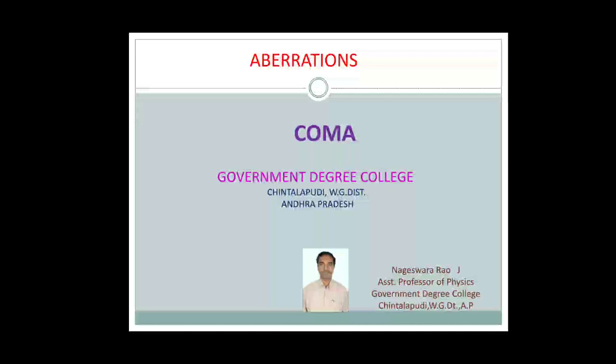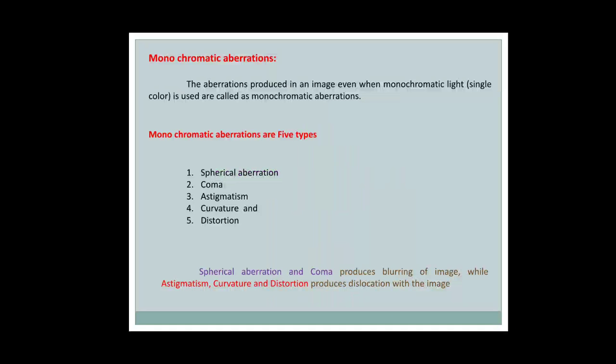Hi everybody. Today in this presentation I want to analyze what is coma, and how we can eliminate the aberration coma. Before discussing coma, we want to remember what chromatic aberrations are, what monochromatic aberrations are, and how many types of monochromatic aberrations there are. We know that with monochromatic aberrations, if the object is monochromatic, that is single color, the image is not a perfect image. This kind of defect is called monochromatic aberration.